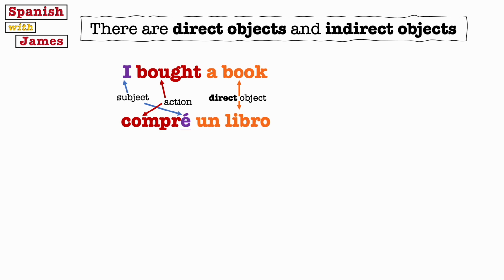It's being bought. If I added on who I bought it for, yo compré un libro para ti. I bought a book for you. Now there's another object. I did something for you, so you're also an object. I'm still the person doing the buying, but I did it for you. But you're an indirect object because the verb, the action is buying. I didn't buy you. You're not the object of the buying itself.